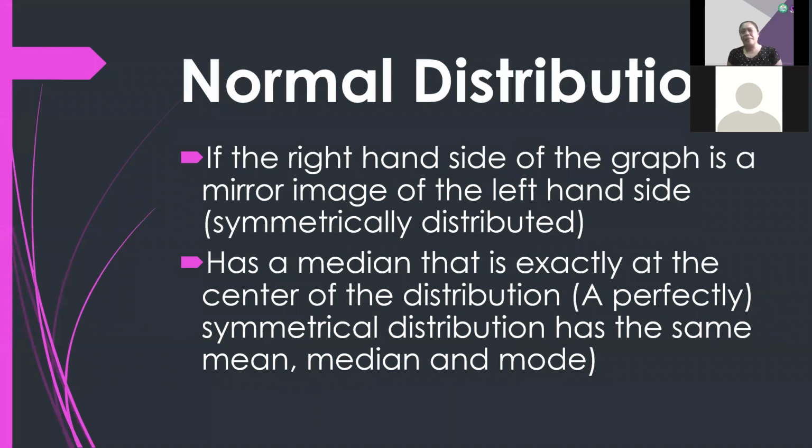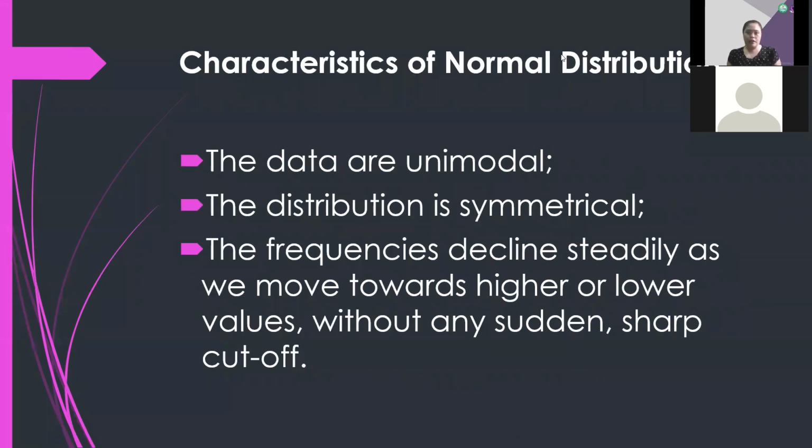Remember that the mean, median, and mode are measures of central tendency. Saan nakasentro yung ating collected data. That's the mean, the median, and the mode. And if you have exactly the same mean, median, and mode, most likely you will have a normal peak or a normal distribution. So here are the characteristics of normally distributed data.